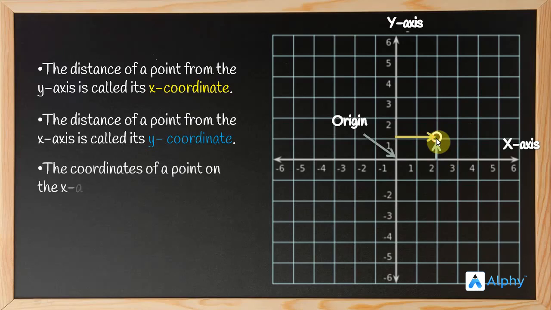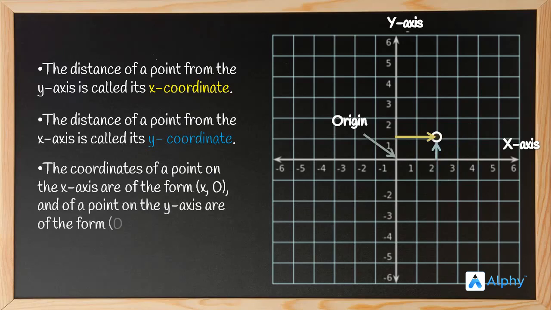The coordinates of a point on the x-axis are of the form x, 0 and of a point on the y-axis are of the form 0, y. So say for example you have a point 2, 0. It will lie on the x-axis because the first number in any ordered pair is that of a point lying on the x-axis and the y-coordinate is equal to 0. So the point will lie here.